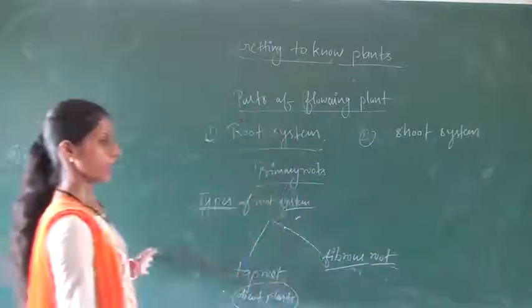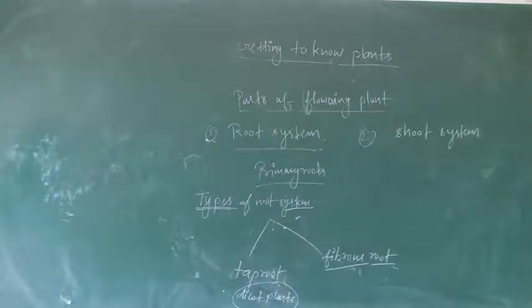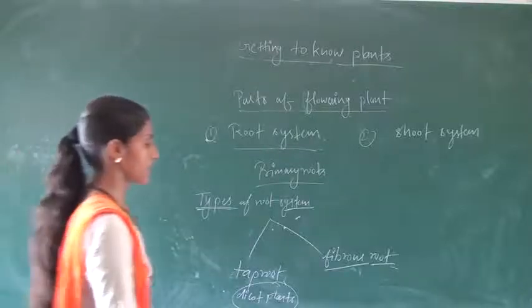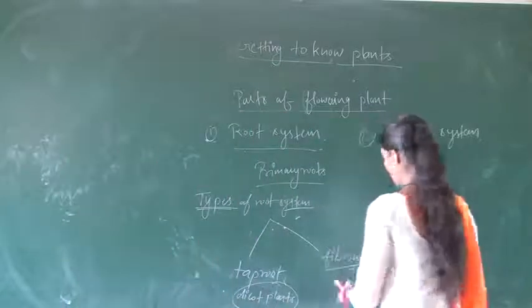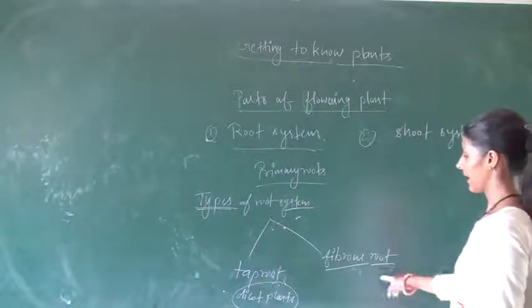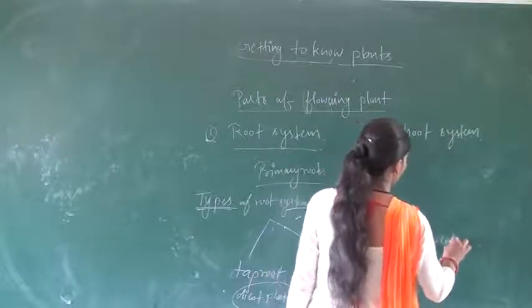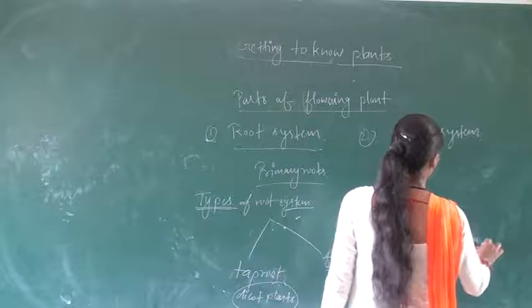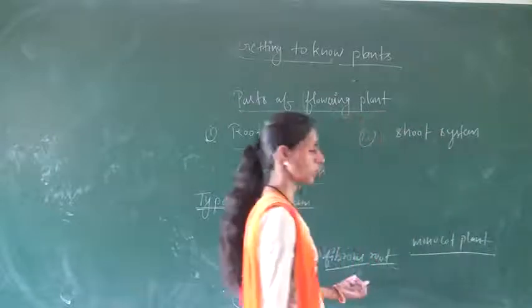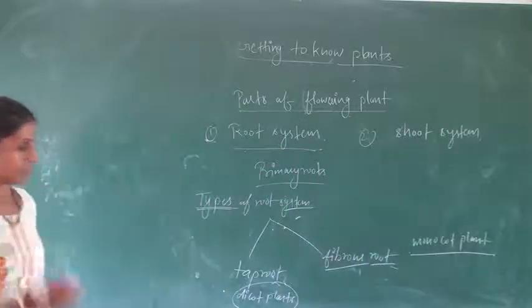Fibrous roots are generally not so thick. Their primary root is short-lived. All the branches arise from the base of a stem and they are present in monocot plants.